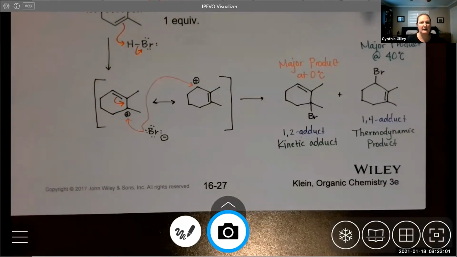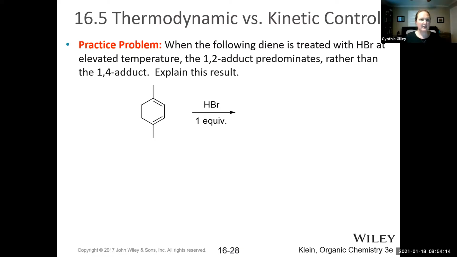Let's go ahead and go back and look at the next question. That states, when the following diene is treated with HBr at elevated temperature, the 1,2 adduct predominates rather than the 1,4 adduct. Explain this result. Go ahead and work on it, pause the video, and then resume when you're ready.